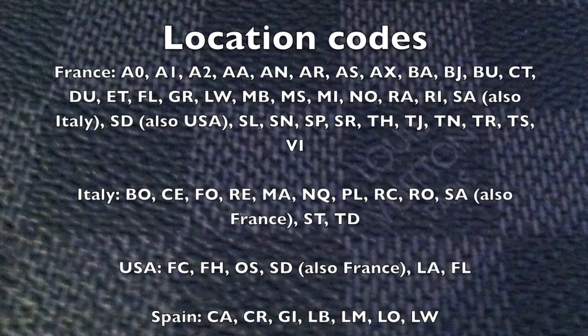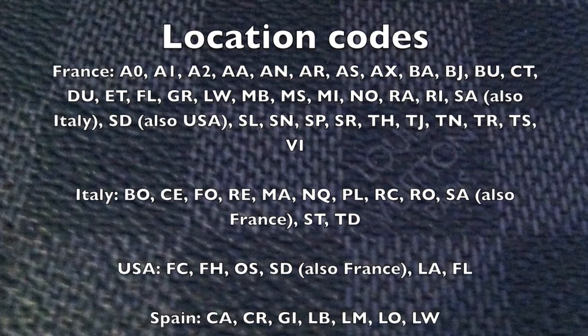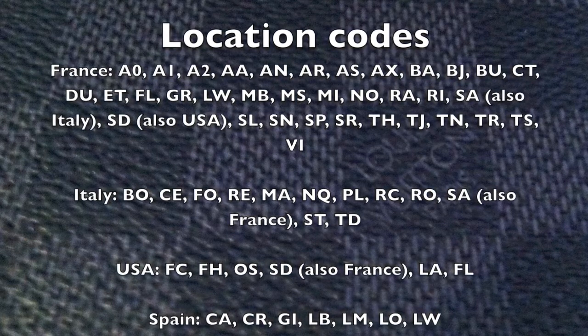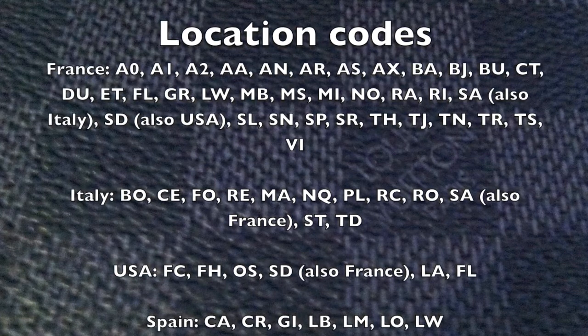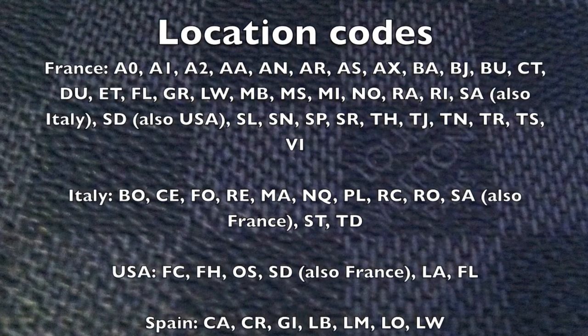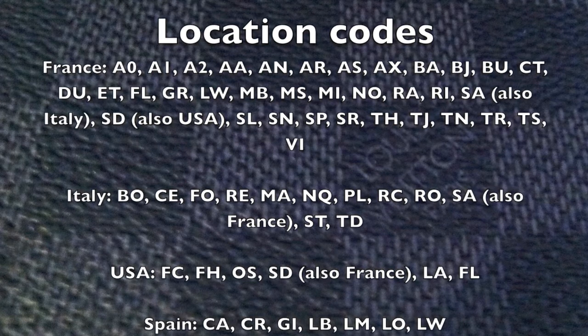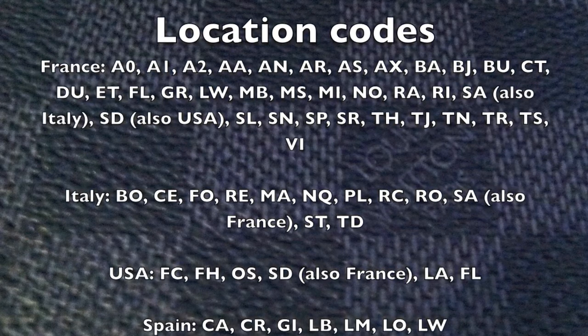Now I've listed here all of the location codes for the 4 main countries where Louis Vuitton items are produced: France, Italy, United States and Spain. I'm not going to go over each one individually because there are just too many of them, but you can pause the video here to find the one that you need.